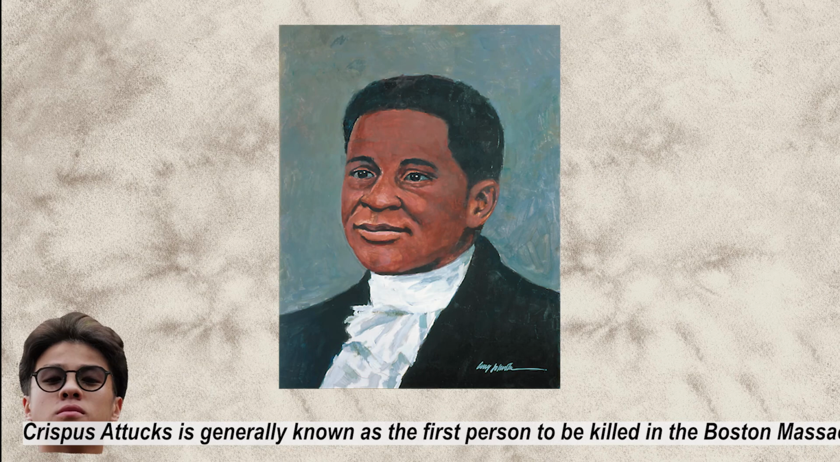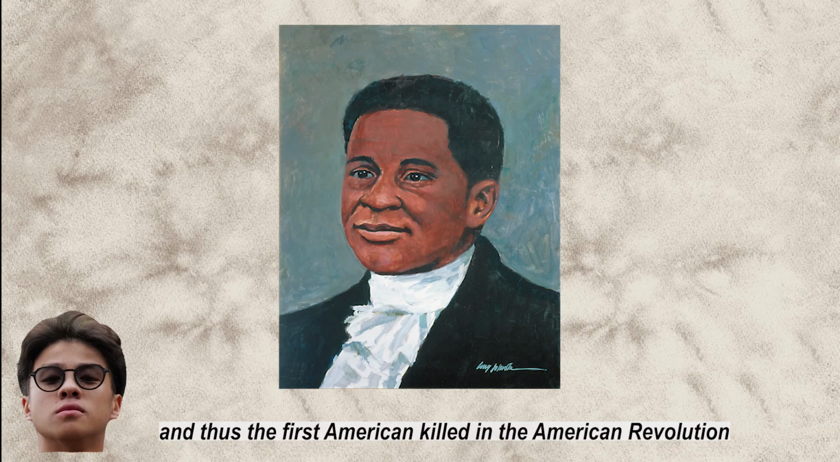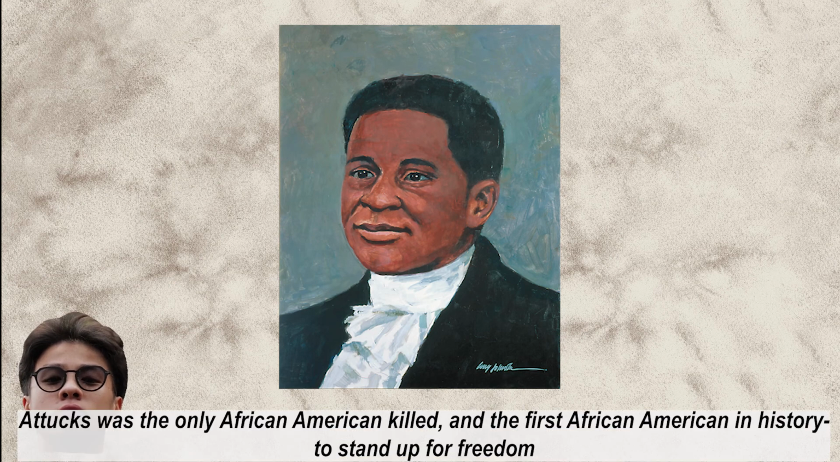Crispus Attucks is generally known as the first person to be killed in the Boston Massacre, and thus the first American killed in the American Revolution. Attucks was the only African American killed, and the first African American in history to stand up for freedom.